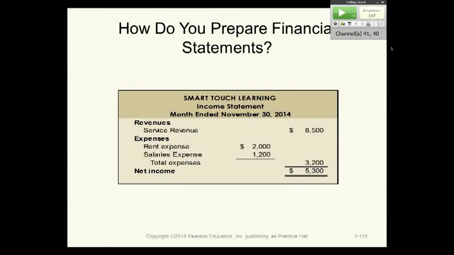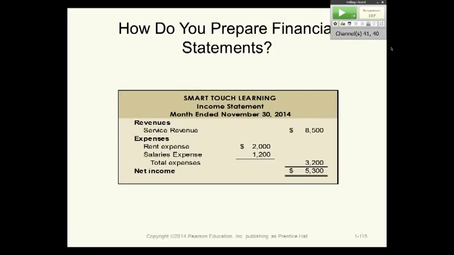A couple of points to recognize. You got the title of the company. So remember, if this is an exam or homework or a quiz, you have to basically have the title of the company, the income statement, and it's for the month ended. It's a flow. The income statement is over a period of time.